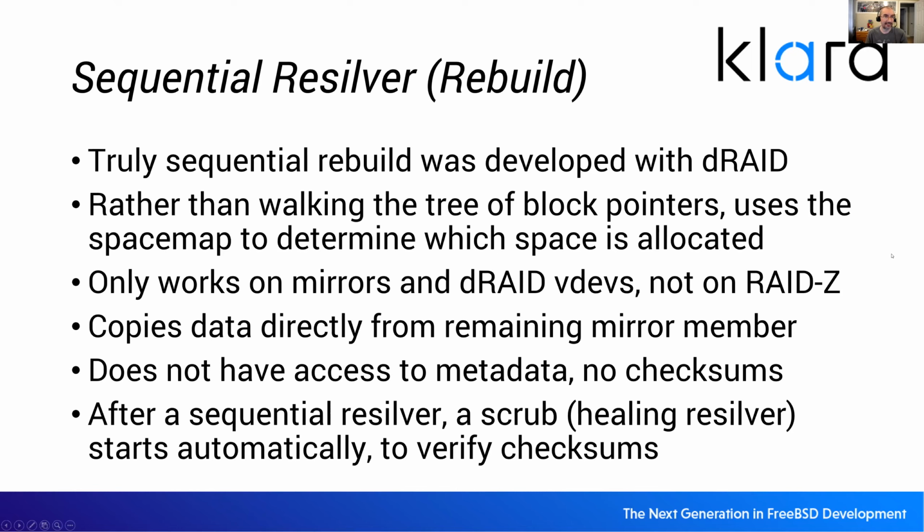In the end, it doesn't change the outcome, because if the copy on the remaining half of the mirror was bad, then we don't have a working copy either way. No matter which type of resilver, even if we had done the slower resilver, if the copy on the remaining part of the mirror was bad, then there was no way to recover it anyway. And that's why RAID is not a backup.